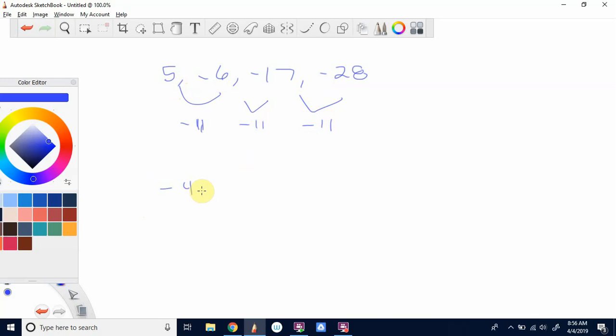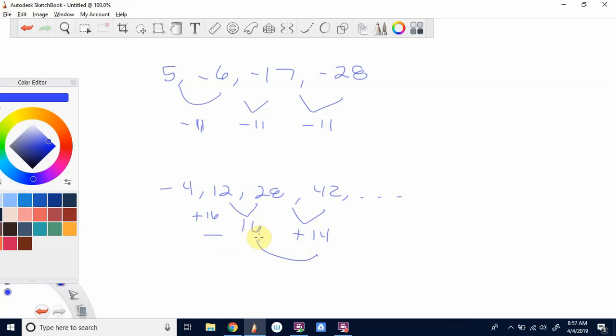Let's look at B: -4, 12, 28, 42, dot, dot, dot. From here to here, I've added 16. From here to here, I've added 16. From here to here, I've added 14. Uh-oh, do I have a constant value, a common difference? I did for the first two, but for these last two terms, I don't. So this is not an arithmetic sequence. Do practice problems 1A and 1B, and let's move on to example 2.